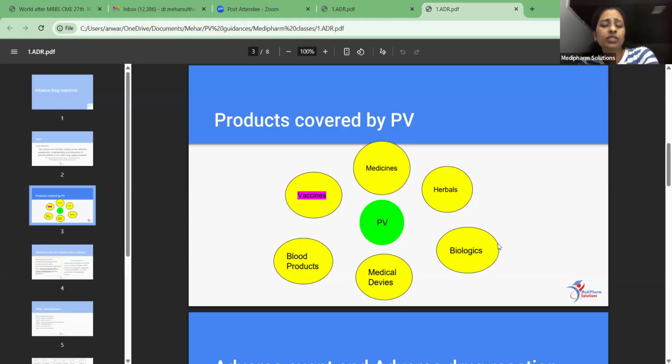And biologics, which means products derived from a living being, like cells, tissue, gene therapy, and monoclonal antibodies. And herbals. A few of the herbals are monitored by pharmacovigilance, but mostly the health supplements which we see over the counter are not FDA approved. A few herbal medications are FDA approved, and those are also monitored by the pharmacovigilance department.